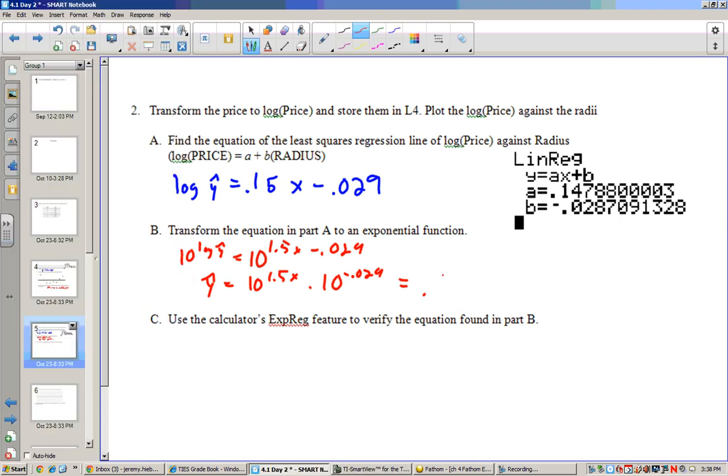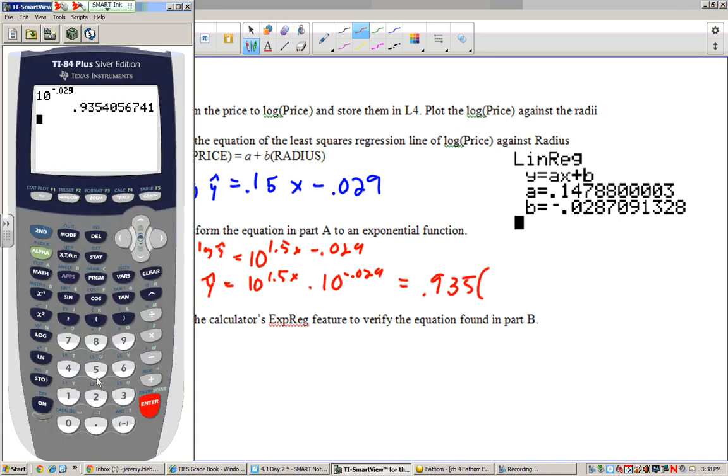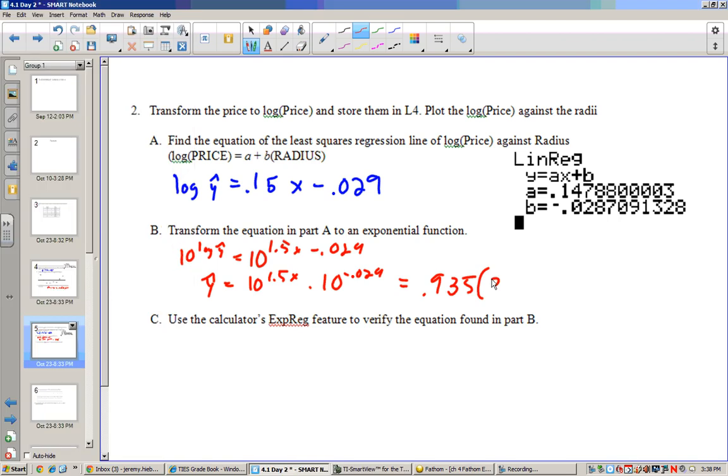So I like to put that out in front, 0.935 times 10 to the 1.5. 10 to the 1.5 is 31.6. So then that's times 31.6, and that x still stays up in the exponent. So that's our equation, 0.935 times 31.6 to the x power.